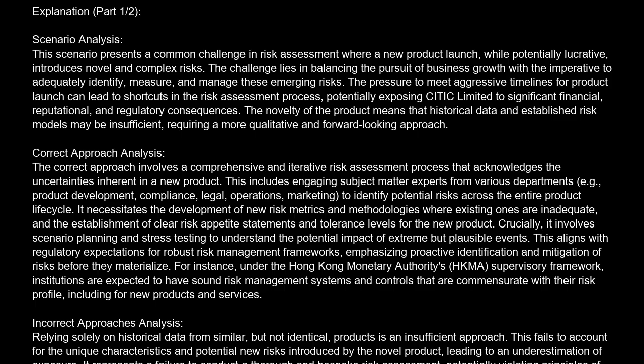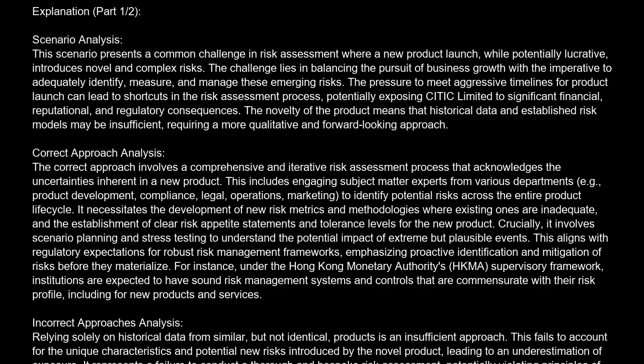Correct approach analysis. The correct approach involves a comprehensive and iterative risk assessment process that acknowledges the uncertainties inherent in a new product. This includes engaging subject matter experts from various departments, e.g., product development, compliance, legal, operations, marketing, to identify potential risks across the entire product lifecycle. It necessitates the development of new risk metrics and methodologies where existing ones are inadequate, and the establishment of clear risk appetite statements and tolerance levels for the new product. Crucially, it involves scenario planning and stress testing to understand the potential impact of extreme but plausible events.